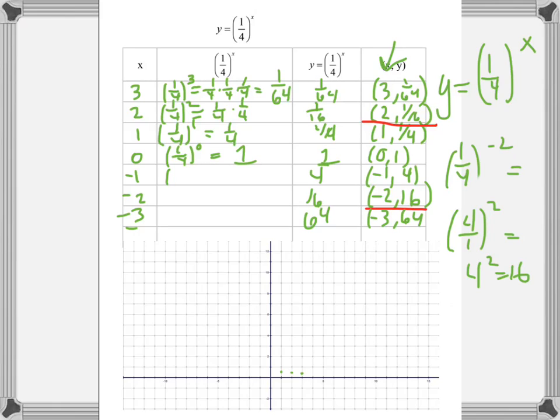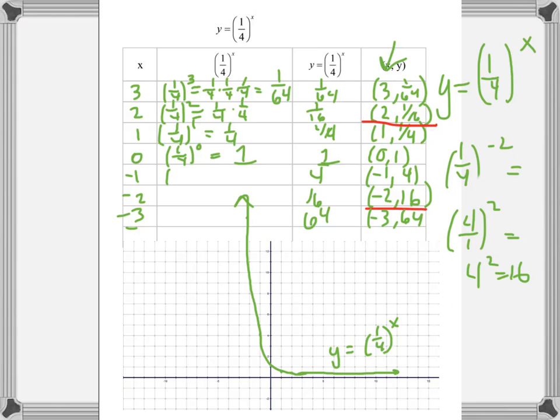And at 0, it's going to be 1 again. And at negative 1, it's going to be 4. And at negative 2, it's going to be 16, which is actually already off my chart. So negative 2 would be somewhere up here. So I'm just going to connect the dots here and start looking at this. So this is the graph of y equals (1/4)^x.